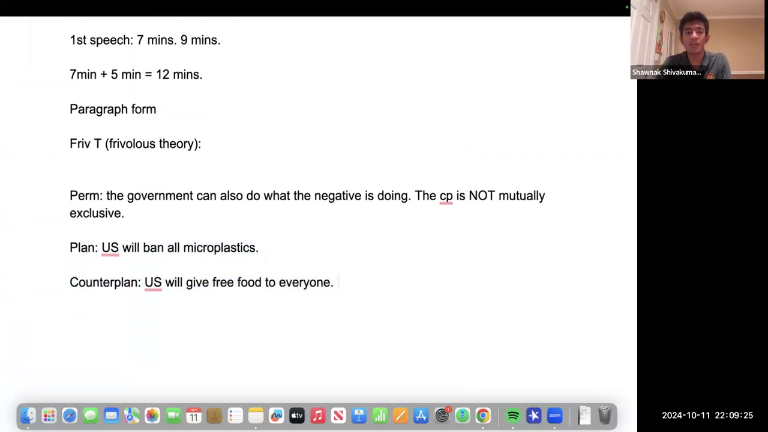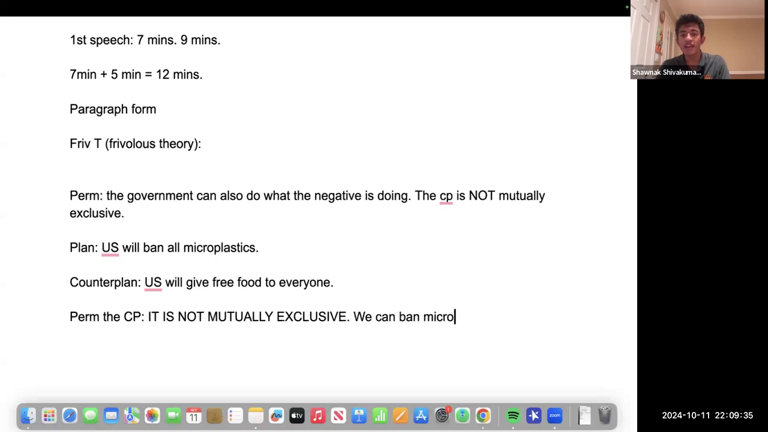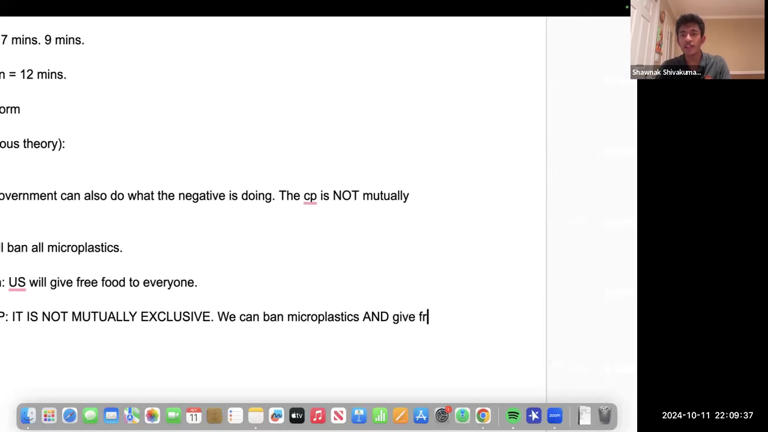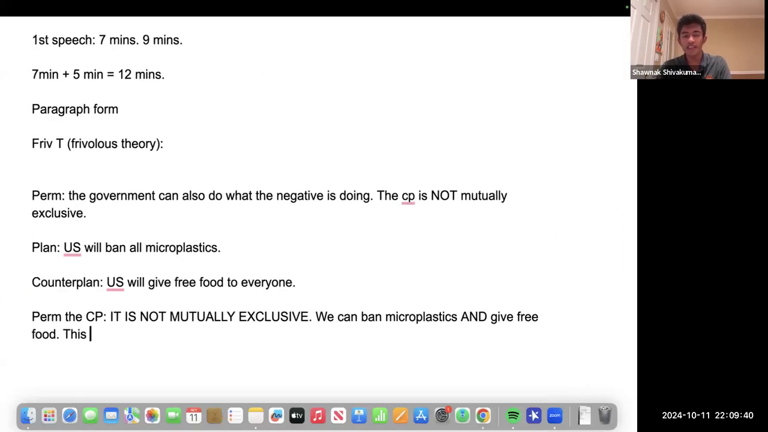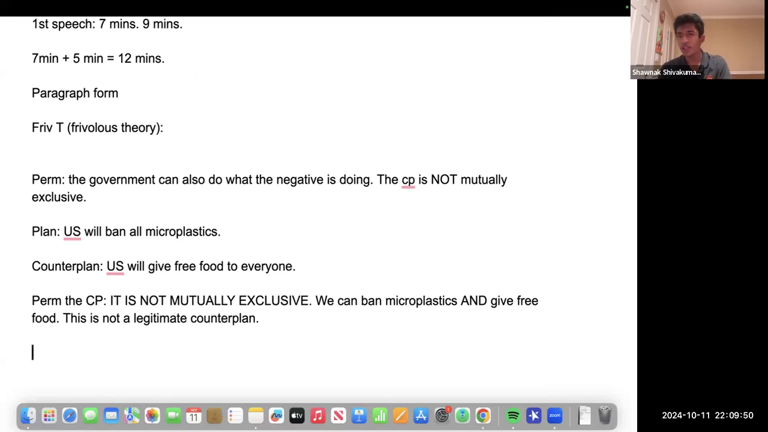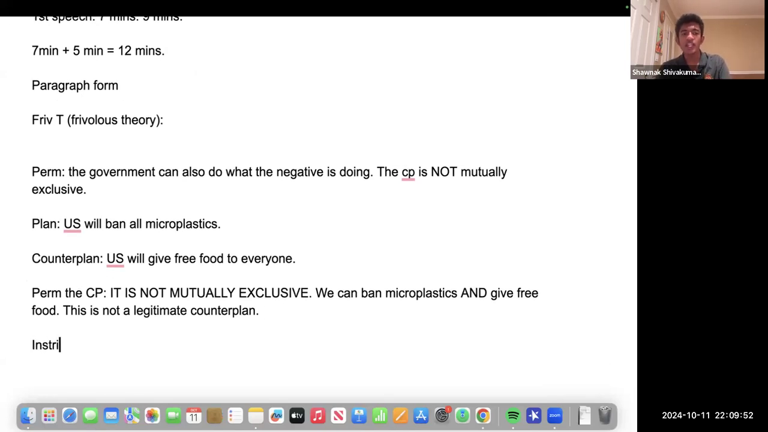So government here is going to come and say, perm the CP. It is not mutually exclusive. We can ban microplastics and give free food. This is not a legitimate counterplan. No need for theory, just say perm. Right? If it's not mutually exclusive. Now, you probably don't need to know this, but I'll just do it just in case. There's 2 types of perms. Intrinsic perms and severance perms.